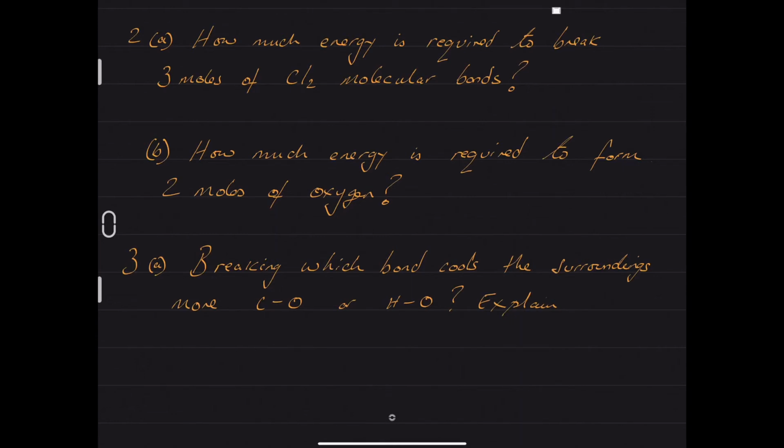So you're going to have to refer to your table and also to a sentence or definition that I gave you alongside the table. So breaking which bond cools the surroundings more? Carbon to oxygen or hydrogen to oxygen? And I want you to explain your answer. So you're going to have to think about that and construct your answer accordingly.